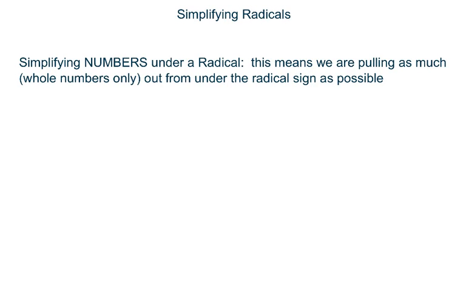Today we are learning about simplifying radicals. Simplifying numbers is what we're going to focus on first, and then we'll do the variables after that. Simplifying numbers under a radical means we are going to pull as much out from under the radical sign as we can. But when I say we're pulling it out, we're only pulling whole numbers out, so we're not going to be using decimal answers here. To do this, we are going to focus on perfect square factors.